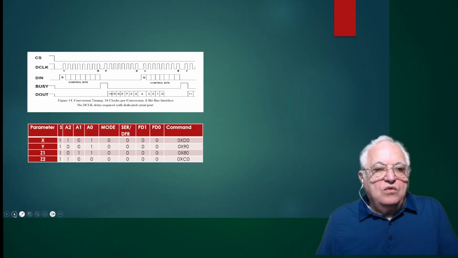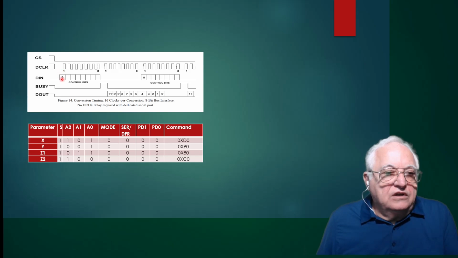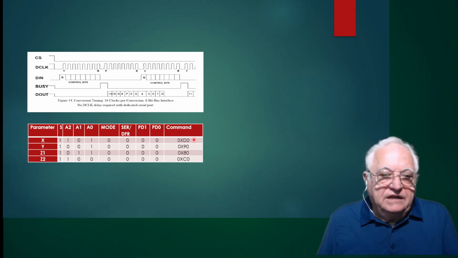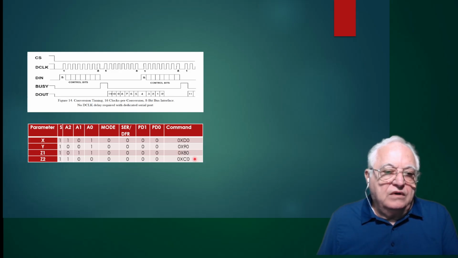So now let's look at how the data transfer happens. And this comes out of the data sheet. So we send a command. Now, this is what the command looks like: S, A2, A1, A0. That's the information we got from the data sheet. So if you want the X parameter, you have to send a hex D0. If you want the Y parameter, you have to send a hex 90. If you want the Z1, you have to send the hex 80. And if you want the Z2, you have to send the hex C0.